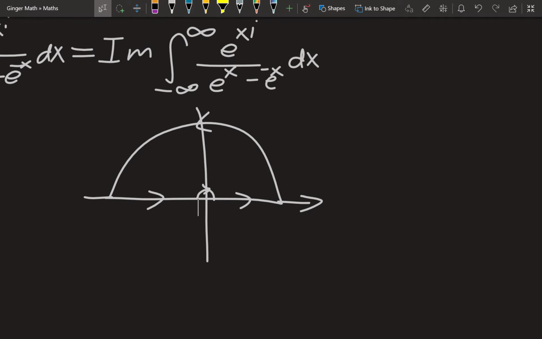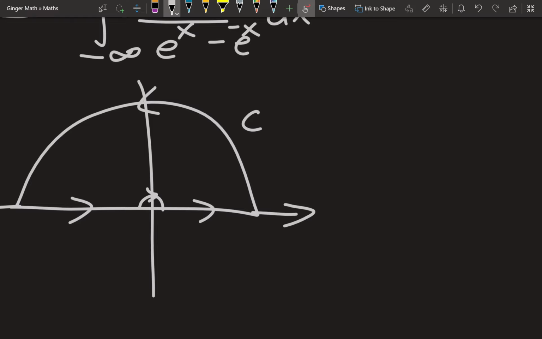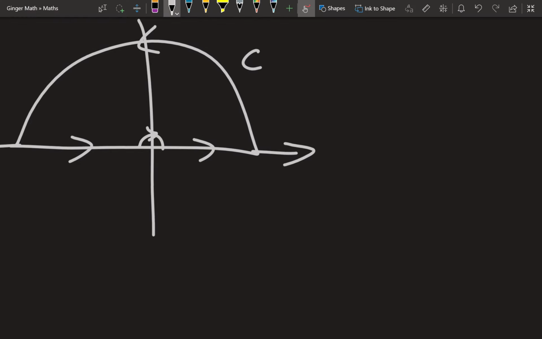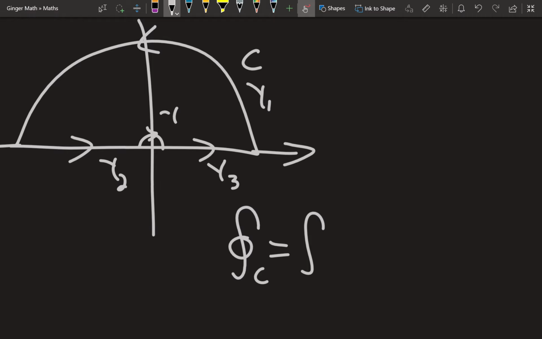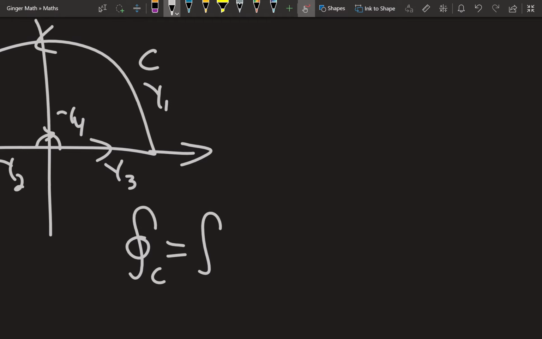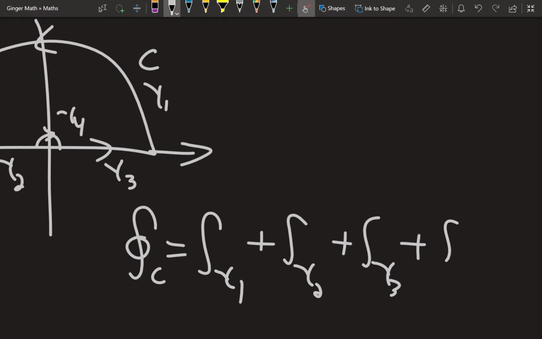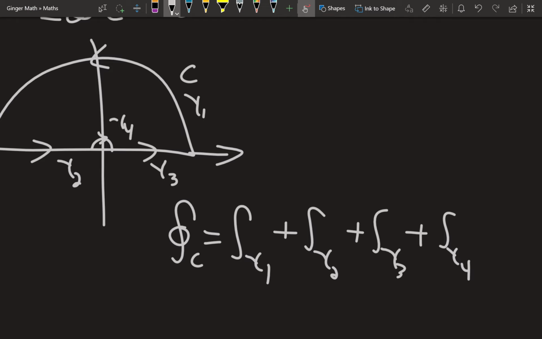So I'm actually going to do something I don't normally do. I'm going to write out properly the entire integral. So we know that our entire integral over c is going to be equal to the integral over, say, we'll call this 1, and 2. So gamma 1, gamma 2, gamma 3, and I'm going to call this gamma 4. We know that the integral over gamma 1 plus the integral of gamma 2 is the integral of gamma 3 plus the integral of gamma 4. We know that the integral over gamma 1, by Jordan's lemma, is just going to go to 0. Prove that on your own if you like.